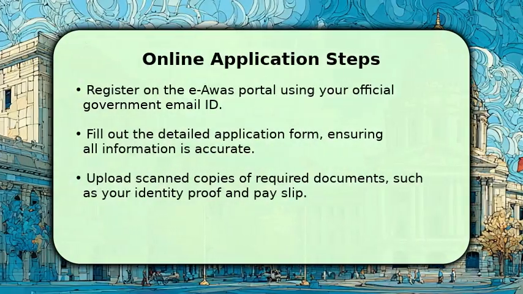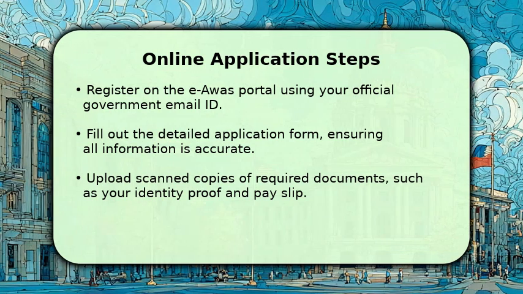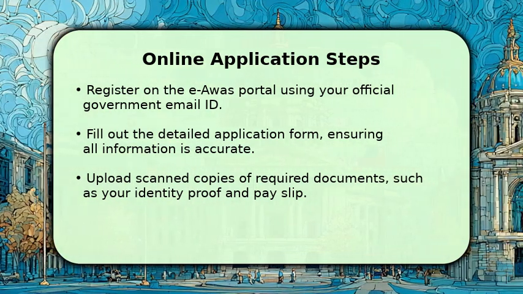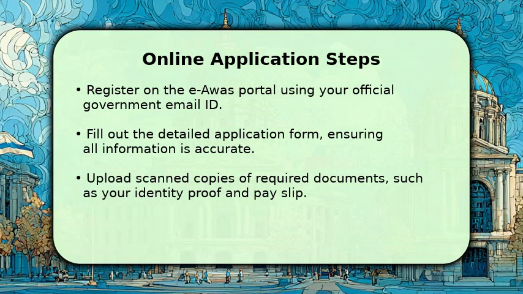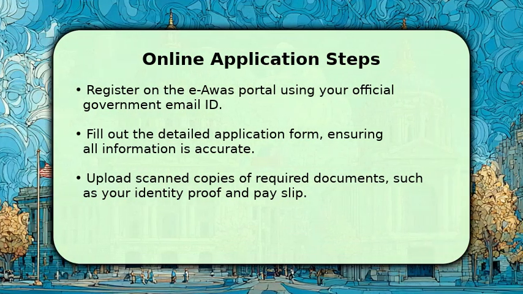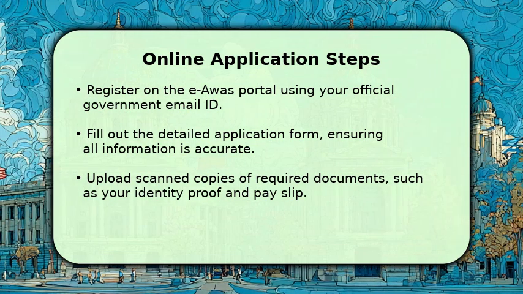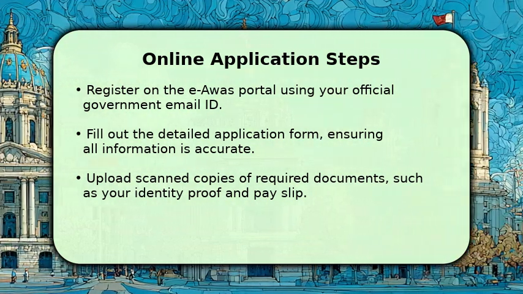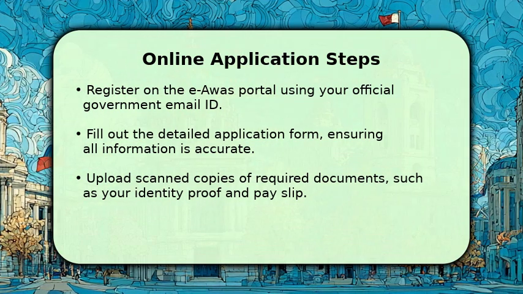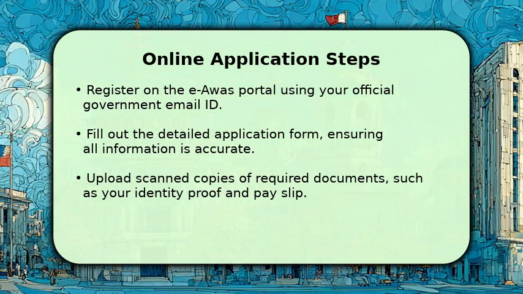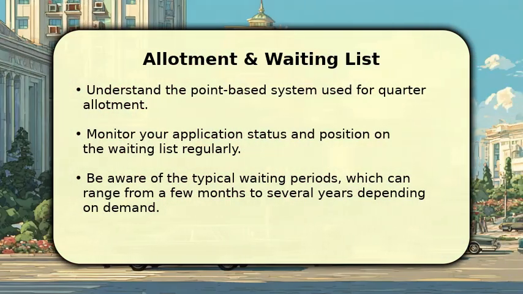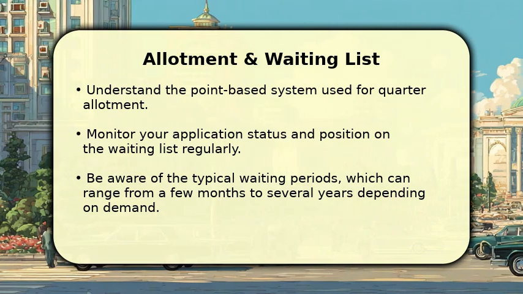Once you are ready, the next step is the online application. You will need to register on the EOAS portal using your official government email ID. Carefully fill out the detailed application form, ensuring all information is accurate and up to date. Remember to upload scanned copies of all required documents, including your latest payslip and proof of service, to complete this crucial stage. After submitting your application, the allotment process begins.